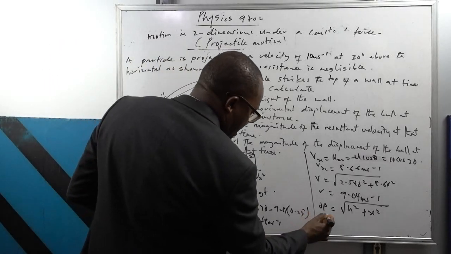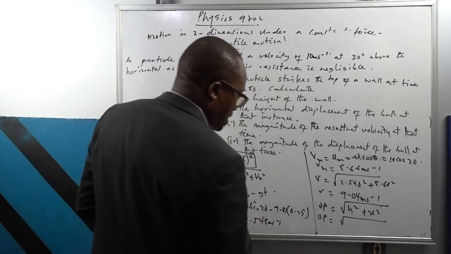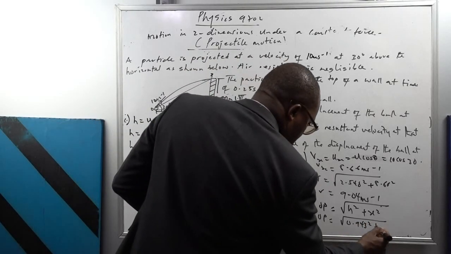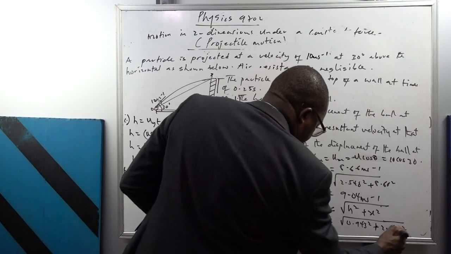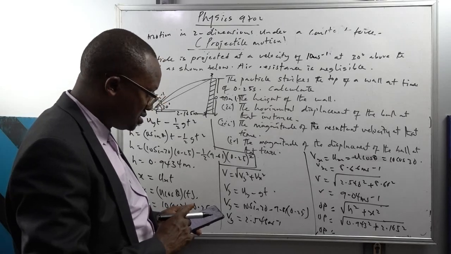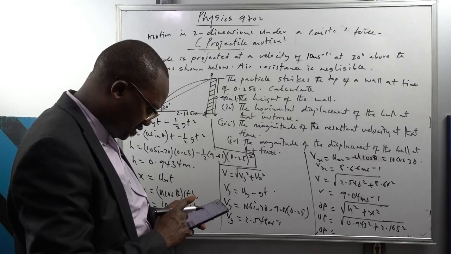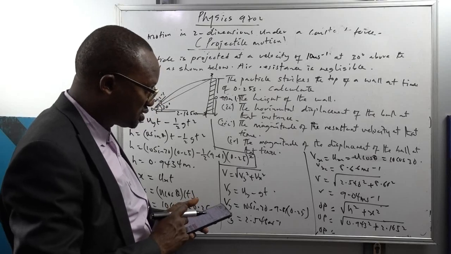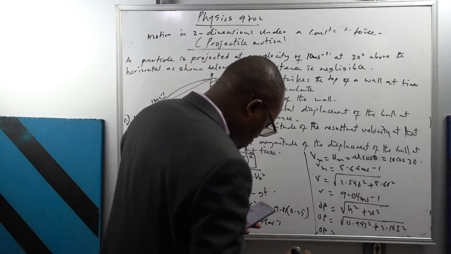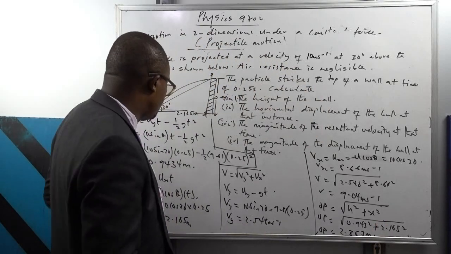So if you substitute that there, we are going to have the square root of 0.943 squared plus 2.165 squared. So OP equals, you use your calculator again, so that becomes the square root of 0.943 squared plus 2.165 squared, and this will give you 2.363 meters. So that is the problem solved.